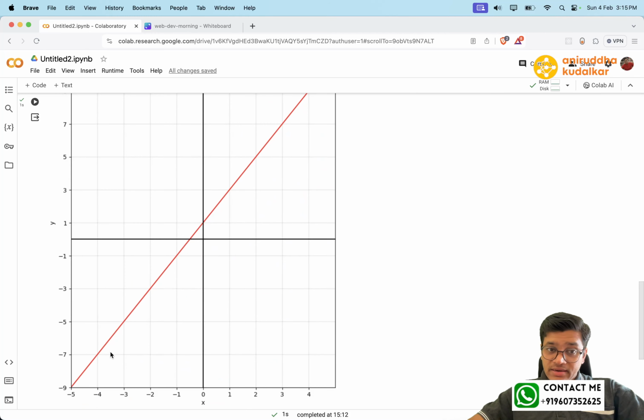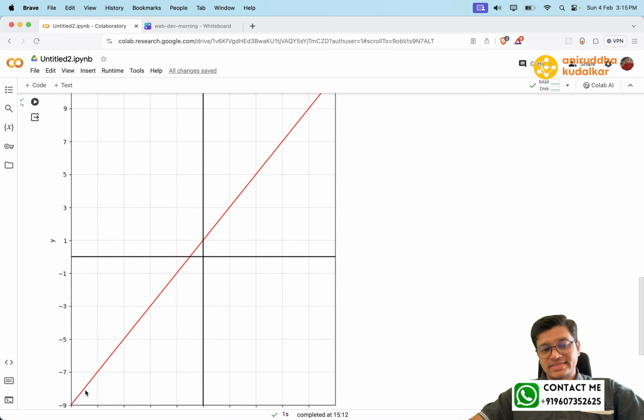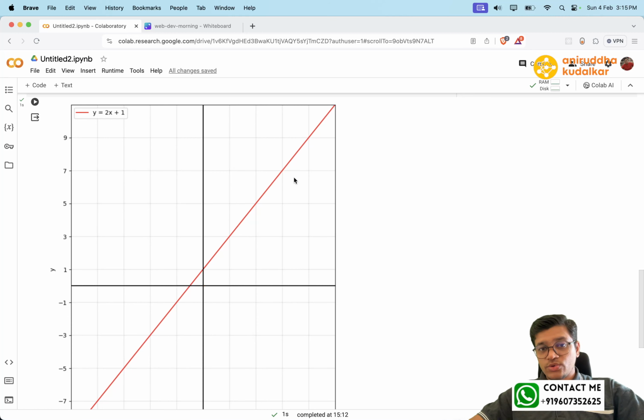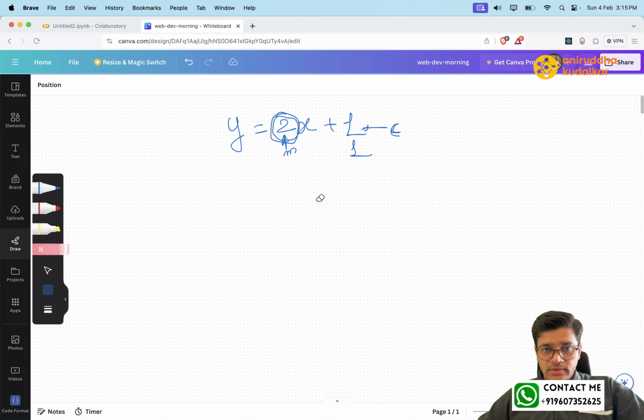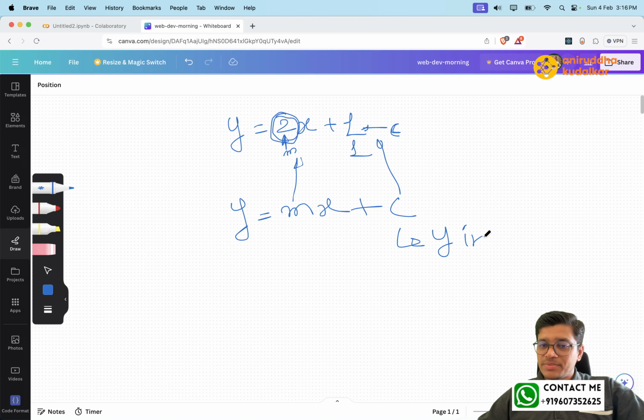And if you see, the graph is looking like this. One thing you need to observe over here: we have taken c as this 1. If you represent this equation again in the form mx plus c, this is m, this is c. What is c? Y-intercept.